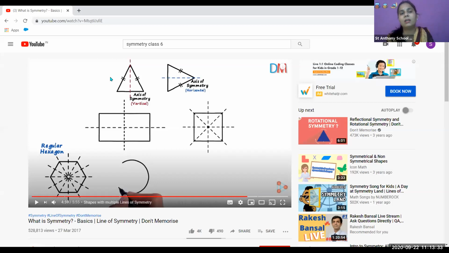So in an equilateral triangle, 3 axes of symmetry are there. In an isosceles triangle, only one axis of symmetry. If you take an example of a scalene triangle, no axis of symmetry is there. If you take an example of a rectangle, only 2 axes of symmetry are there. If you take an example of a square, you can draw an axis of symmetry from this side, from this side, from this side, from this side. So 4 axes of symmetry are there in a square. If you take an example of a hexagon, 6 axes of symmetry are there.